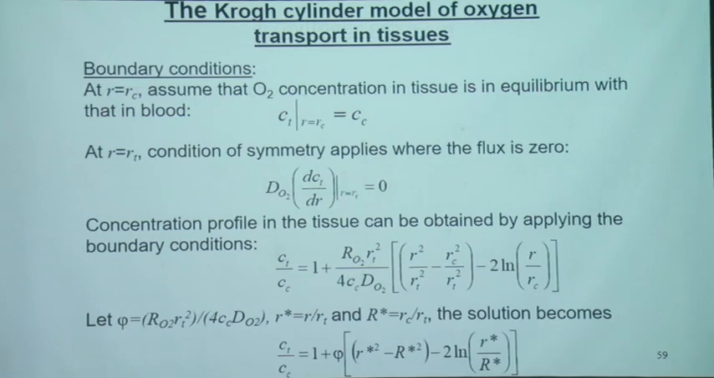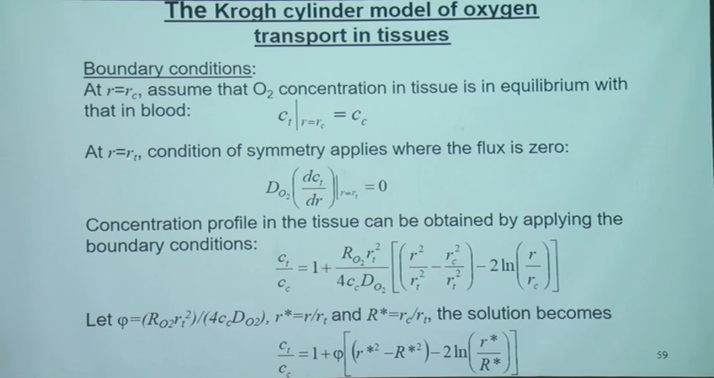So here, in terms of the mass transfer, the first boundary condition is at the capillary wall, because we have an interface between the capillary vessel and the tissue. At the capillary wall, we assume that the oxygen concentration in the tissue is in equilibrium with that in the blood. In other words, you ignore any resistance to oxygen transfer through the capillaries. Again, that's a big assumption, but it makes it easy to solve the equation.